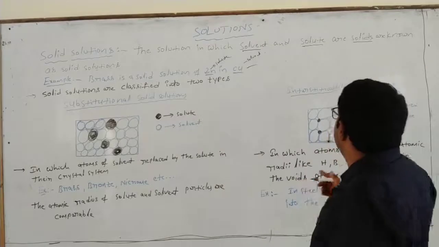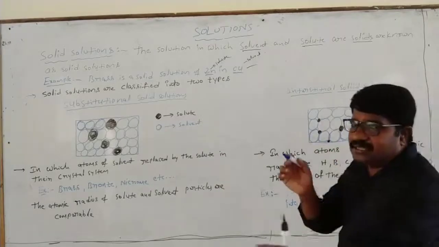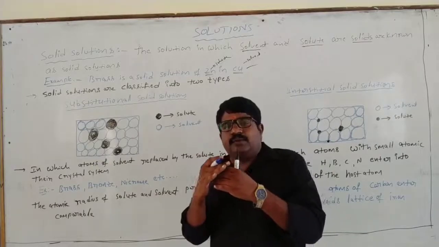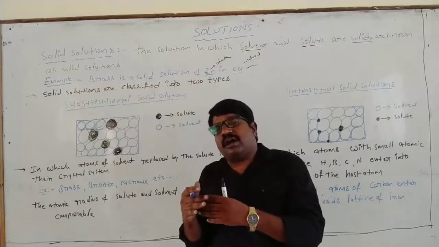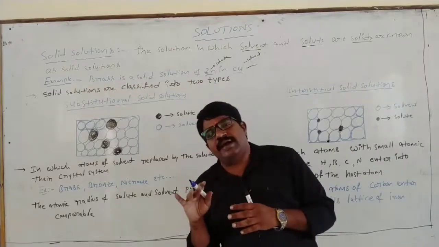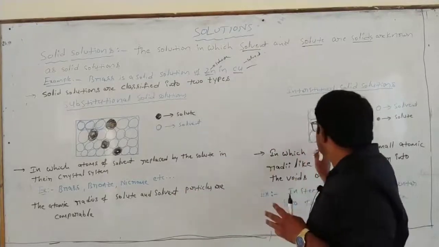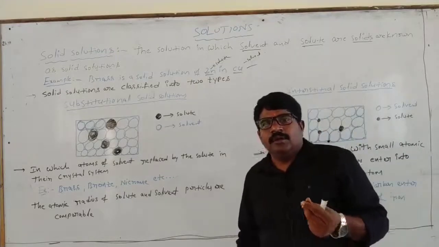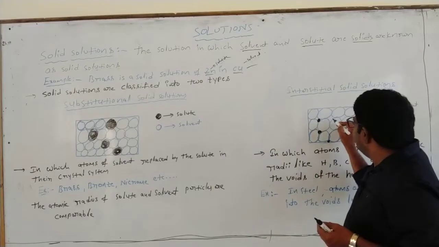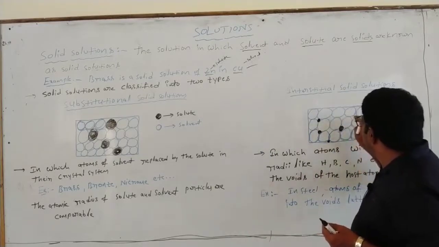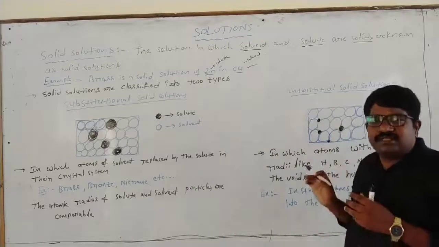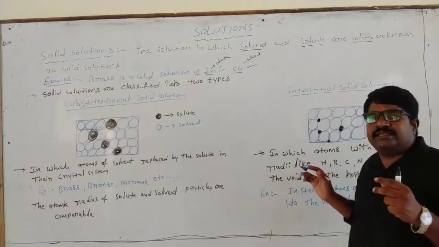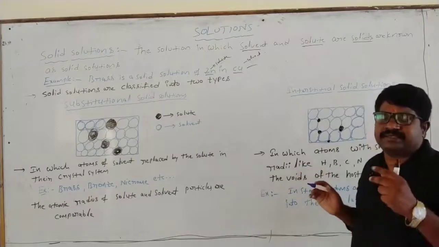Next, what about the second one? Interstitial solid solution. Interstitial means in between two layers, interstitial sites or positions. Sometimes we call them voids, but voids is not quite a suitable word. Voids means holes. Between these two layers they form some holes, this is one hole, this is one hole. But the exact word is interstitial place or site.